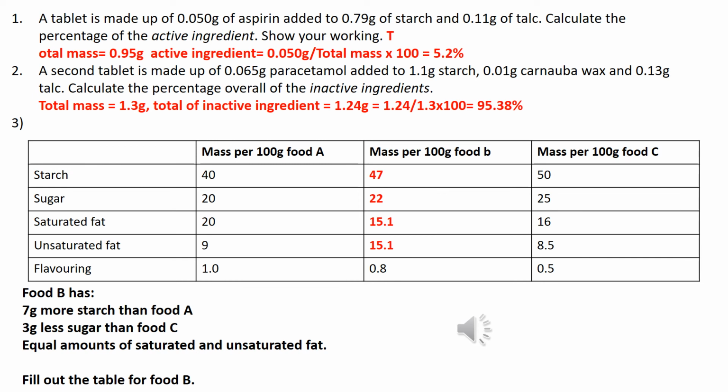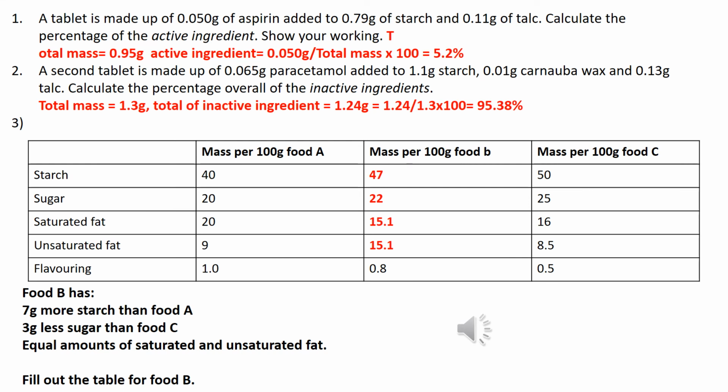So you need to work out the total grams of ingredients in that tablet. You add 0.050 grams of aspirin, with 0.79 grams of starch, and add 0.11 grams of talc. By adding all of them together, you will get the total mass. So you have 0.050, which is the active ingredient. You divide that by the total mass and times that by 100, you should get 5.2%.